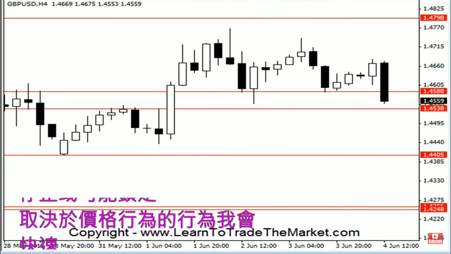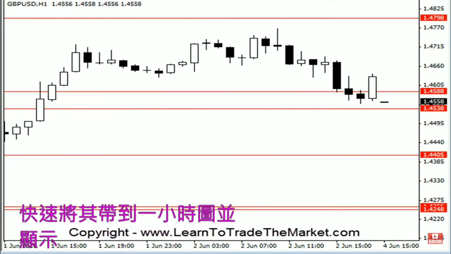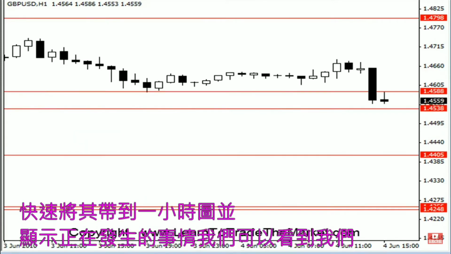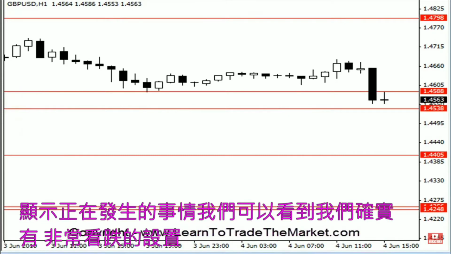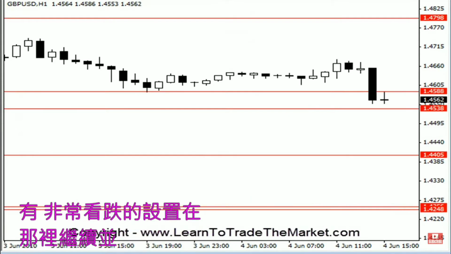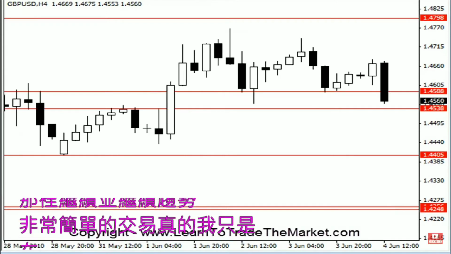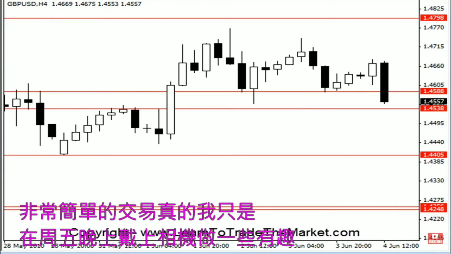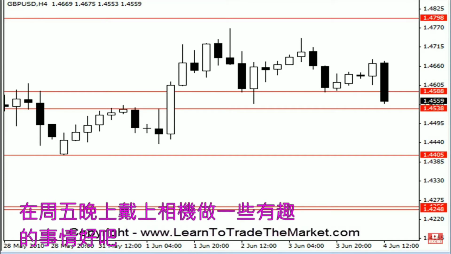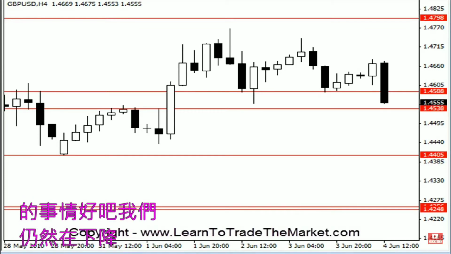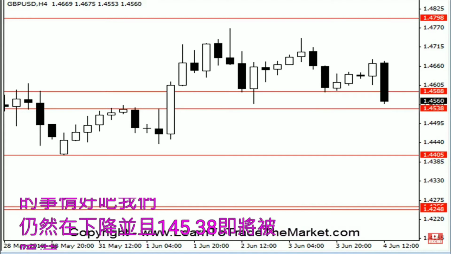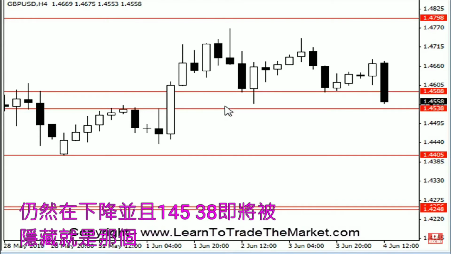I'll just quickly take it to a 1-hour chart and show you what's going on. You can see we do have a pretty bearish setup going on there and continuation with the trend. Pretty simple trade really. I just put on the camera to do something on a Friday evening, bit of amusement. Okay, we're still coming down, and 145.38 about to be hit. That's that level I've drawn right there.